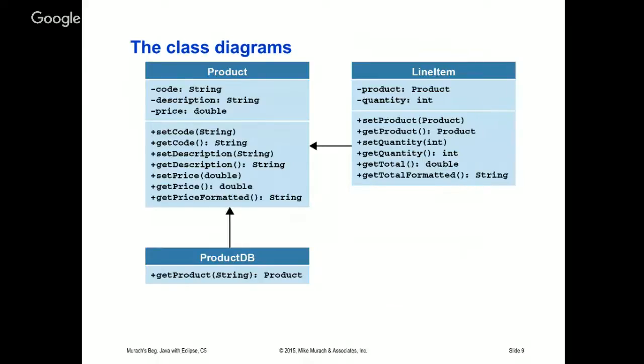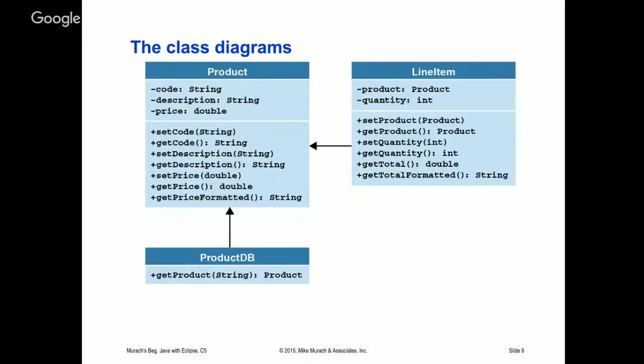Right, and the plus, because they're public. So the set is to set the value of the string, and the get is going to return a string, and it's the same with the other two. And we have what we call a custom method, which is to get formatted price.